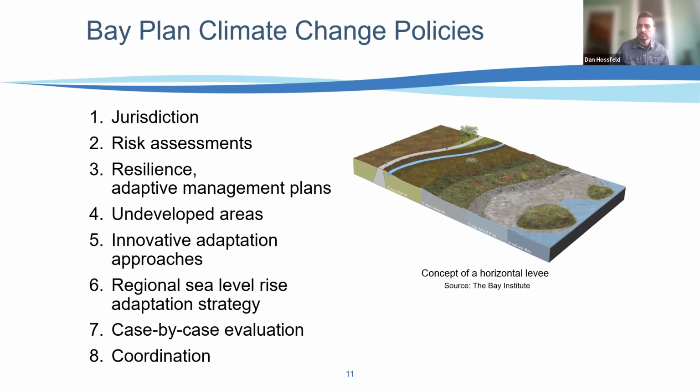Policy 6, this calls for a regional sea level rise adaptation strategy that would protect critical developed shoreline areas and natural ecosystems and enhance their resilience and adaptive capacity. So this policy lays out specific recommendations for what that strategy should include.